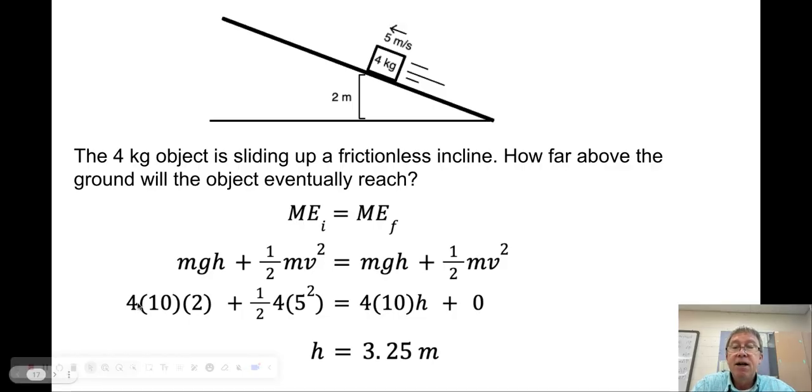So I know that I have an object right now in its initial state. It is 2 meters above the ground. So I'd say 4 times 10, that's its mg, times 2, plus 1/2 its mass times its velocity squared. And it's going to equal, I don't know how high it's going to go, so I'm going to say mgh. But here's the trick. At its highest point, it's going to stop moving momentarily, right? At the top of the apex, you stop moving, whether you're sliding up an incline or moving up. At that point, you have no kinetic energy. So in my final state, I have no kinetic energy, and then I just solve it for h.